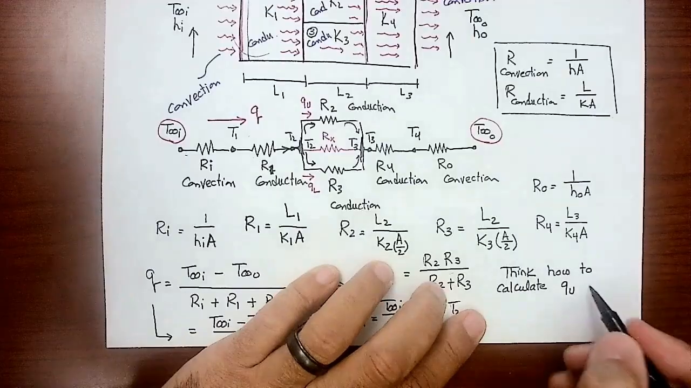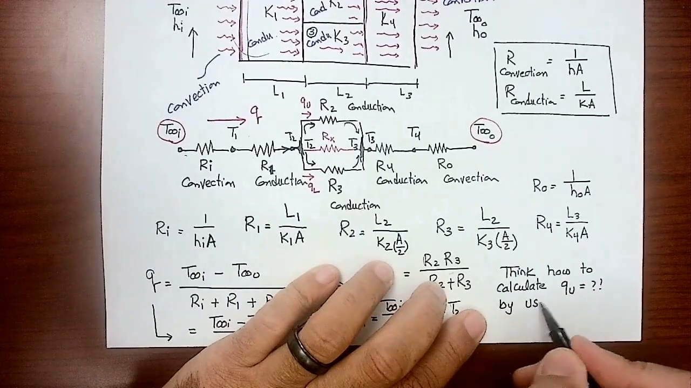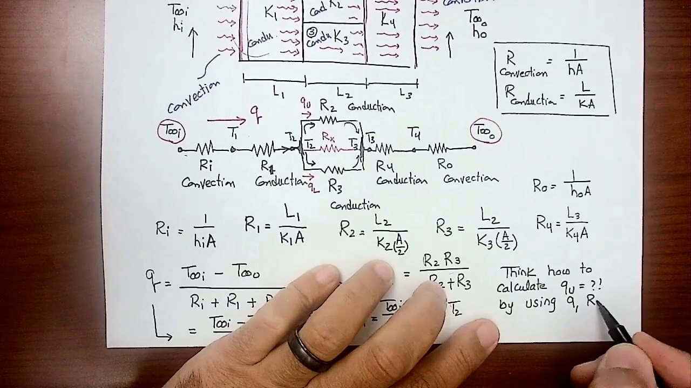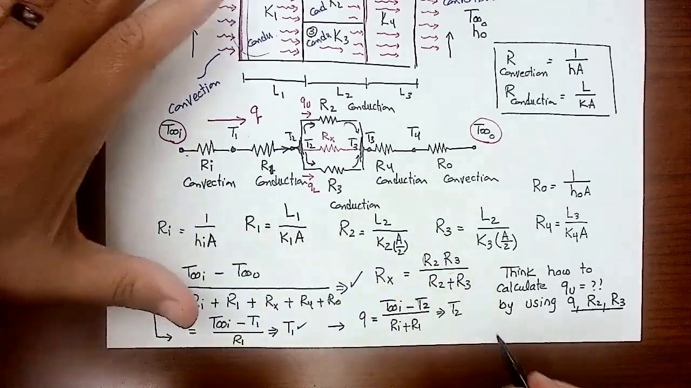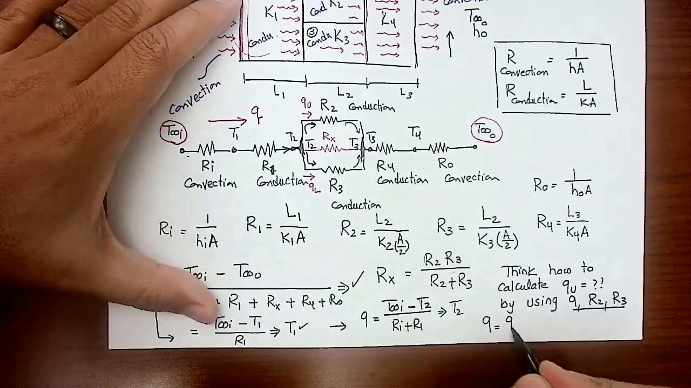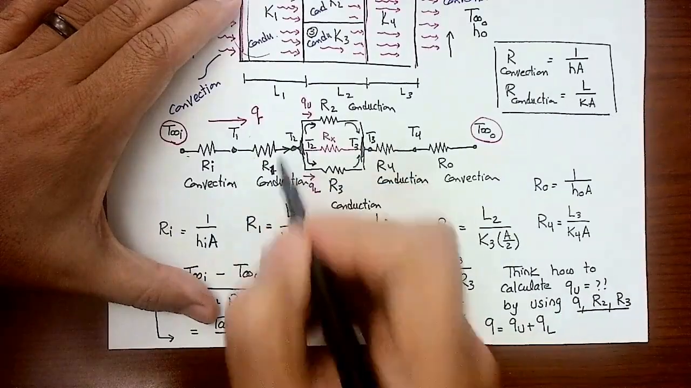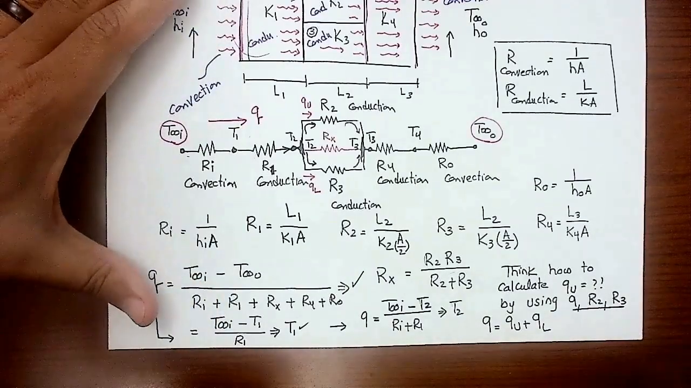So please go ahead and think how to calculate Q upper by using Q, R2, and R3. Then if you got Q upper, I know that total Q should equal the upper portion plus the lower portion. I applied the node voltage application here. I'm sorry, I'm speaking circuit analysis, but these are very fundamentals. It shouldn't be a complicated thing.